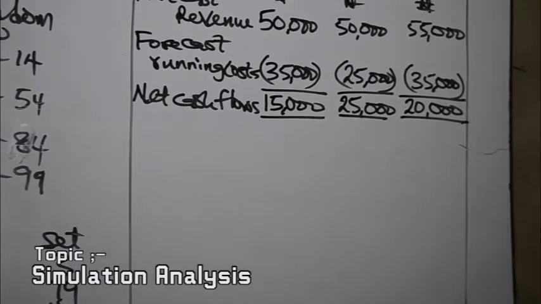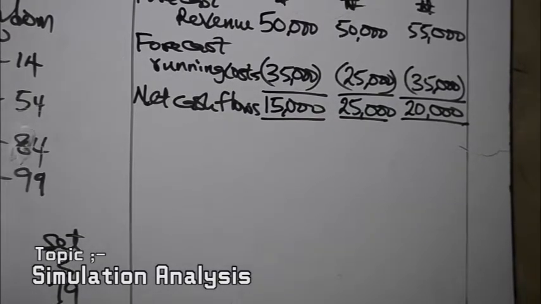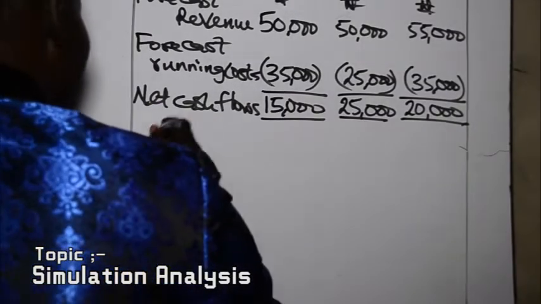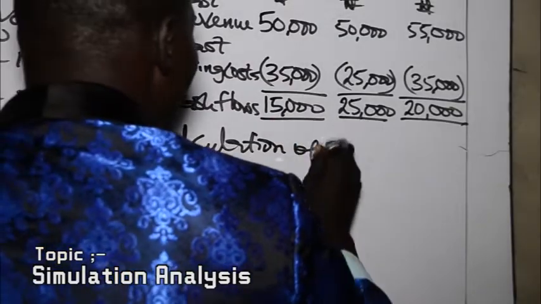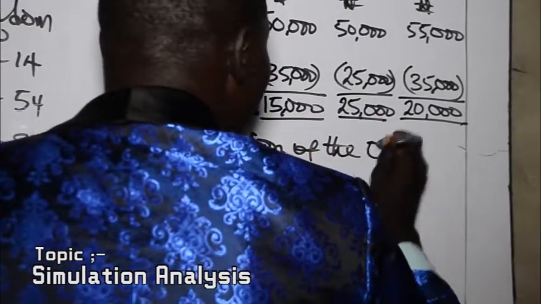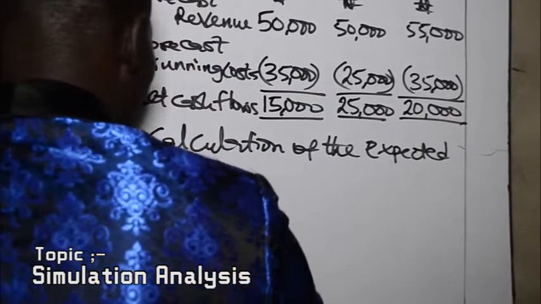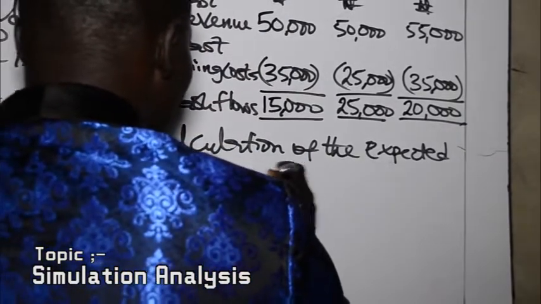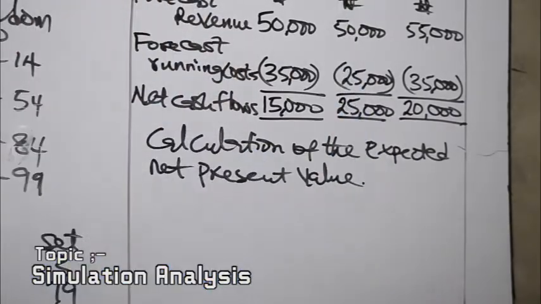Now, having got our cash flows, the next thing is to calculate the net present value. Calculation of the expected net present value. Remember, we have three sets.